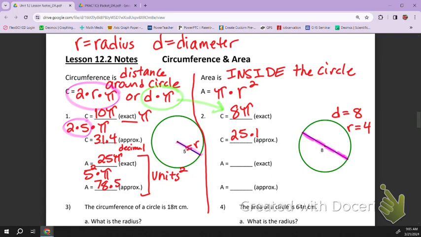Then we're going to do area. My radius is 4, so I'm going to do 4 squared times pi. What's 4 squared? 16 pi. And then in my calculator, I'm going to do 16 times pi. And I get 50.26. So if I round to the nearest tenth, it would be 50.3. Remember that area is going to be labeled with units squared. What questions do we have about diameter, radius, using the two formulas? We good?